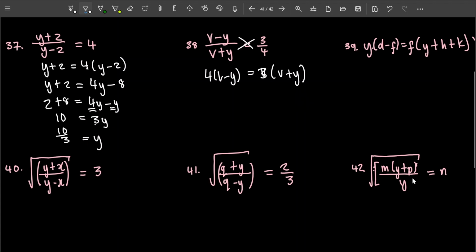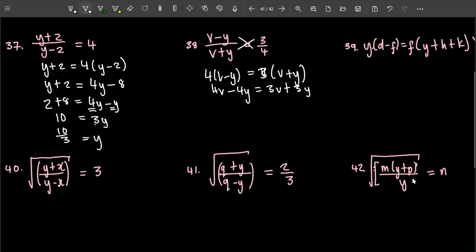What do I do now? Obviously, I have to expand because I have y on the left and y on the right. 4 times v becomes 4v. 4 times negative y, the signs are different, your answer is negative. 4 times y is 4y. Is equal to 3 times v is just 3v. 3 times y, the signs are the same, the answer is positive. 3 times y is 3y.